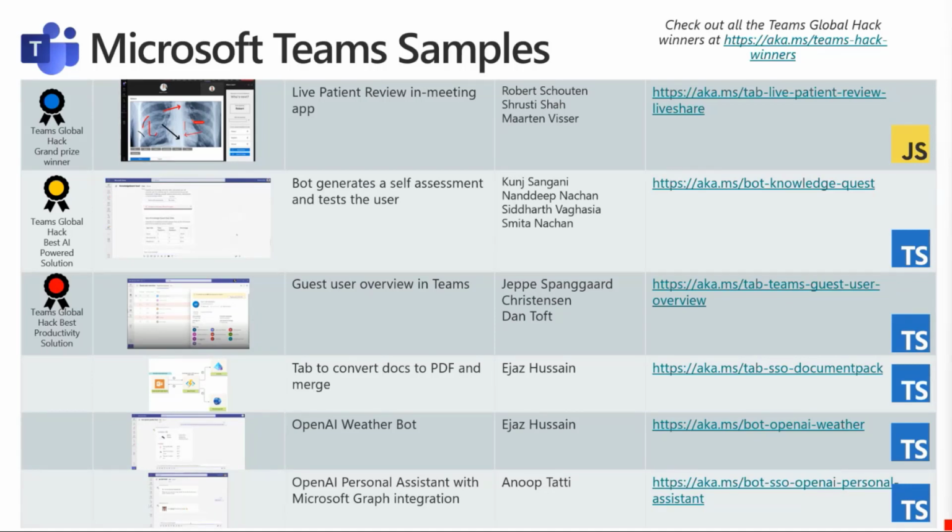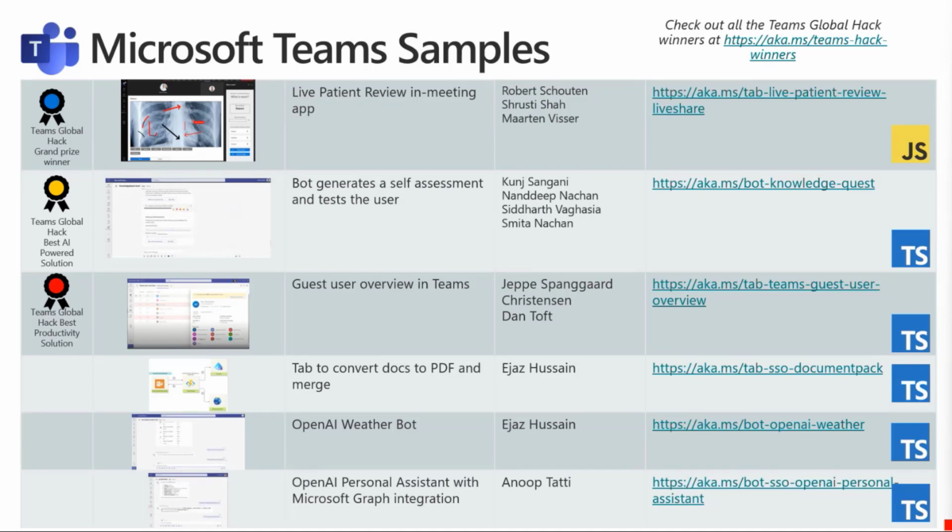We also have a Knowledge Quest bot, which won the AI designation at the Hackfest. This generates a self-assessment test on almost any topic and then administers it to the user along with tracking scores. And another winner was the Guest User Overview, which won the Best Productivity Solution. This was written in SharePoint Framework and allows viewing and managing guest users in Teams.